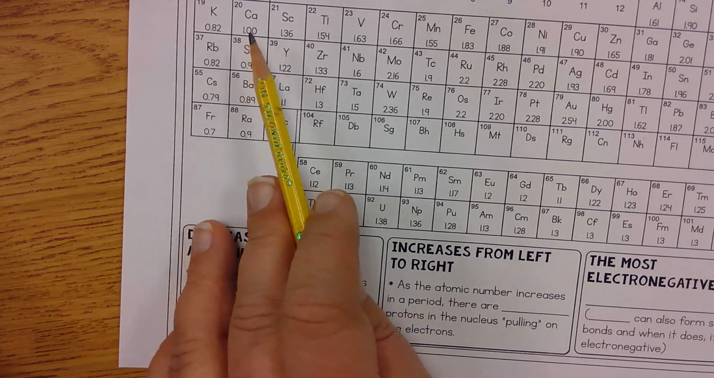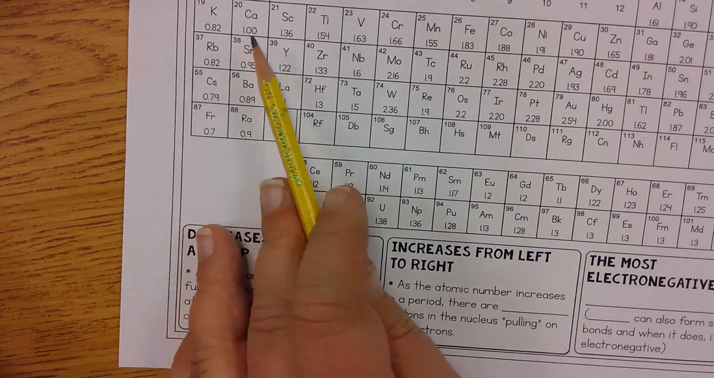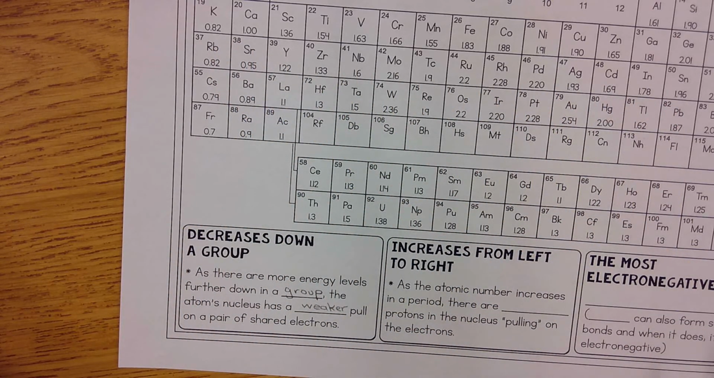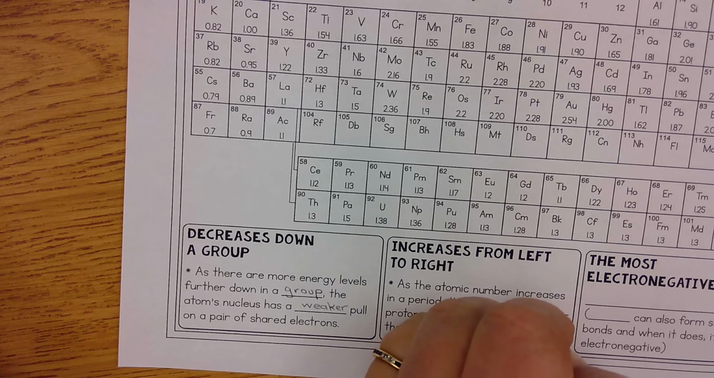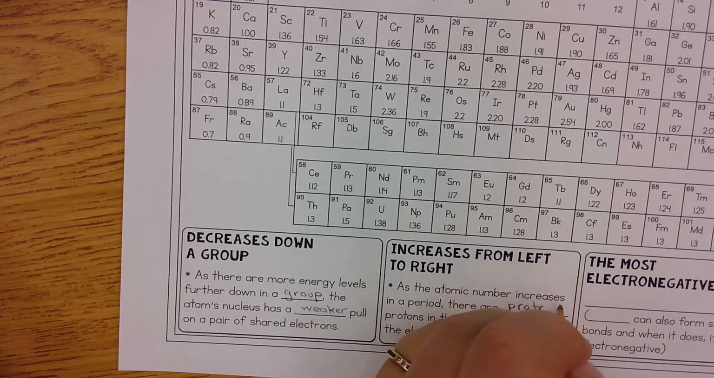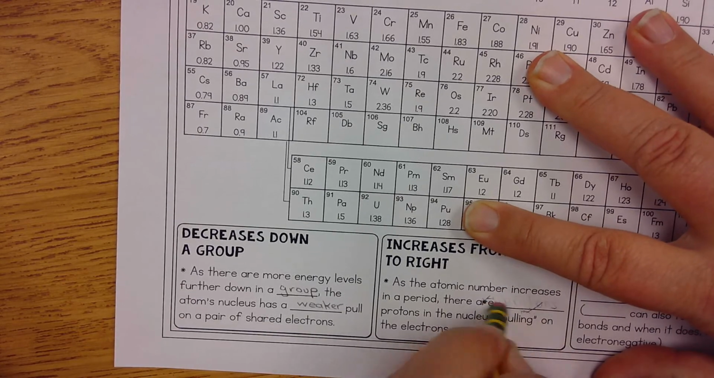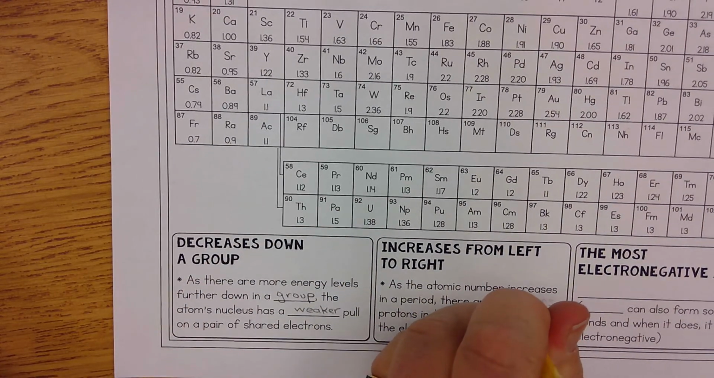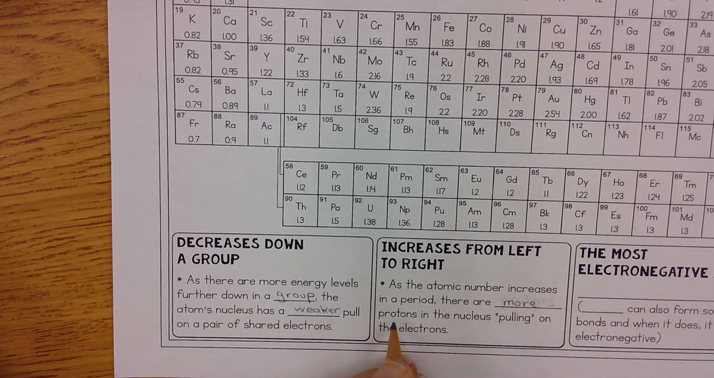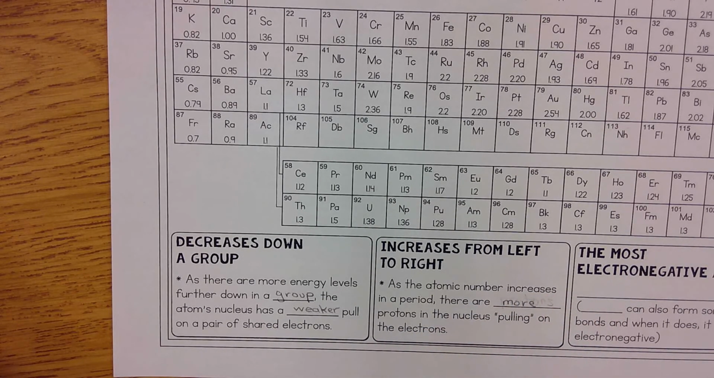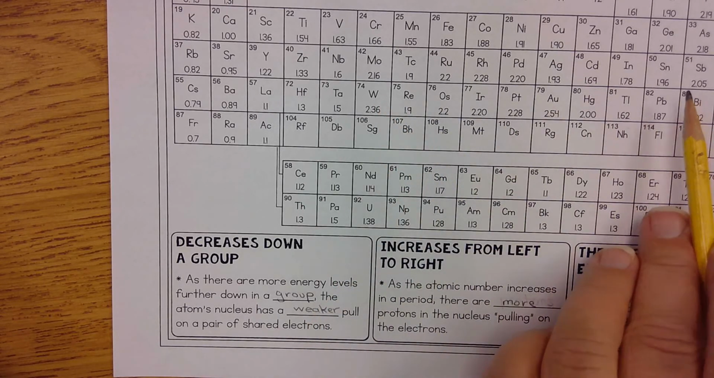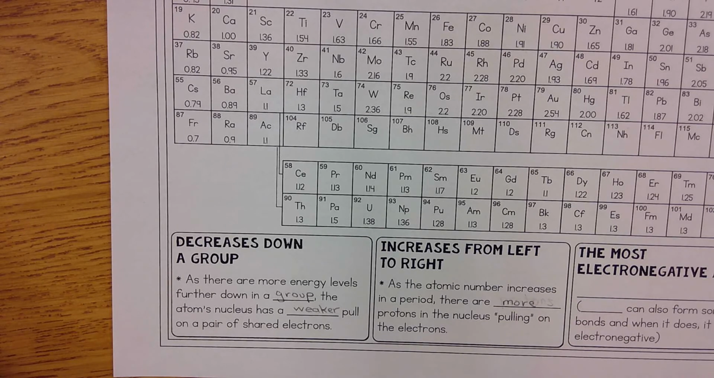Electronegativity increases as you go across, like you can see right here in this chart. It increases as you go across because, just like everything else, as it goes across, there are more protons. More protons in the nucleus are pulling on those electrons. So they want those electrons, they're going to pull them closer. So the electronegativity will go up because they want to grab onto those electrons.